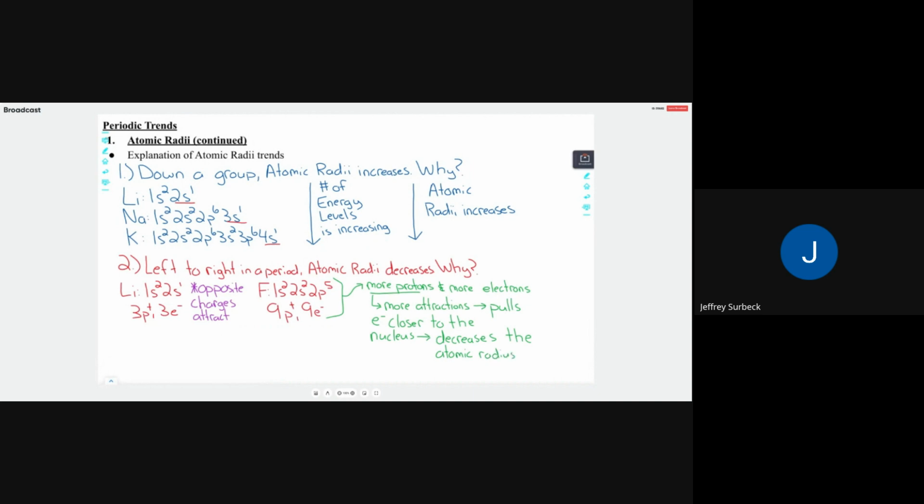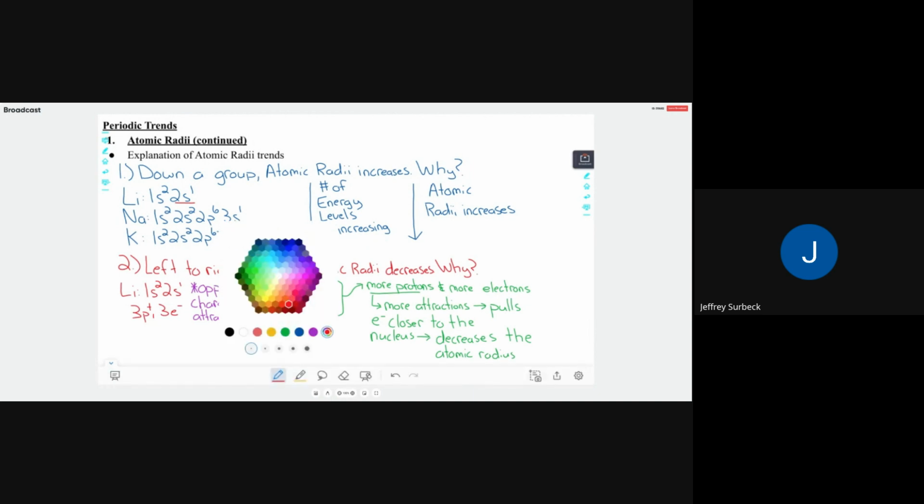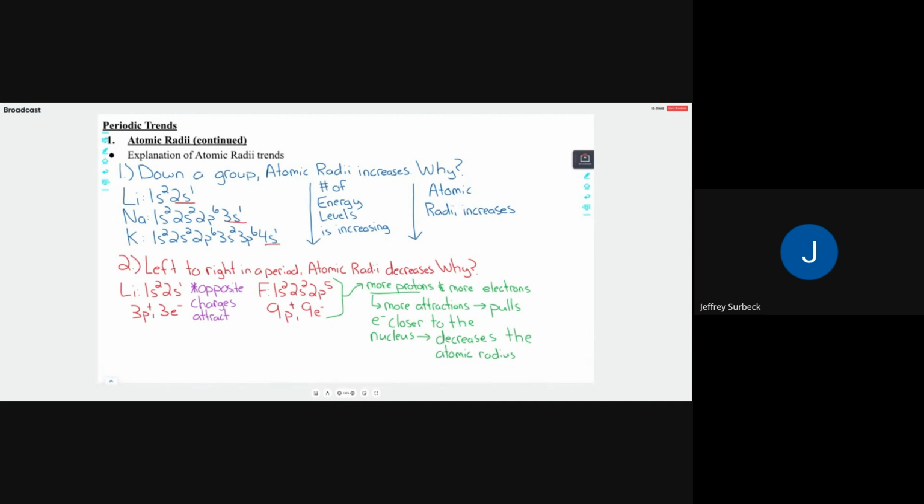Now, this is a pretty good explanation, but I want to make one important point here. Okay, we really talked about, okay, more protons, more pulling power. That's why as we move left to right, the radius actually decreases. As we move top to bottom in a group, our energy levels are added, and so that increases the radius. But we're missing a point here that I'm not going to talk about today, and that is this. To fully explain this, we would have to talk about the concept of nuclear shielding.